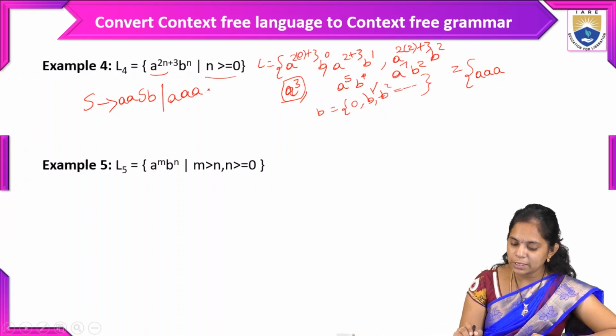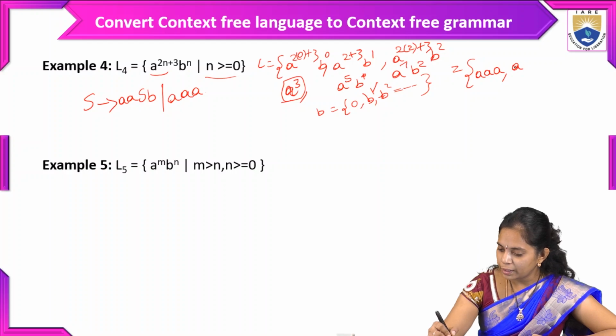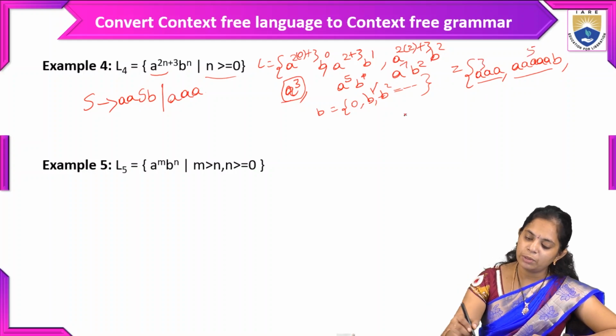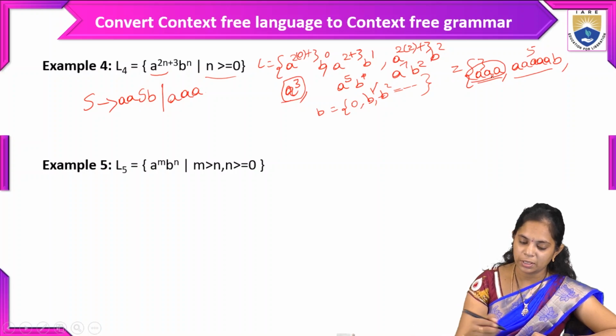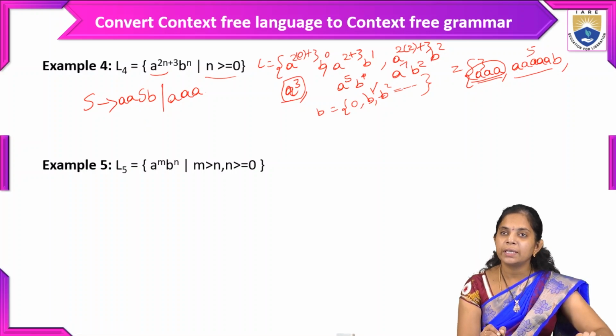So minimum length is triple A. So this is A power 5, which is followed by B. So here it is all odd numbers, 3, 5 kind of thing. But minimum is A power 3. Minimum length is A power 3. So this is how we are going to generate the grammar for the given language.